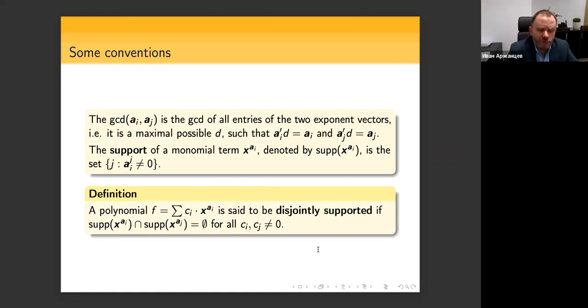So if they don't have common terms? No, not common terms, but if any variable is only in one monomial, only. I see. Every two monomials are coprime. I see.